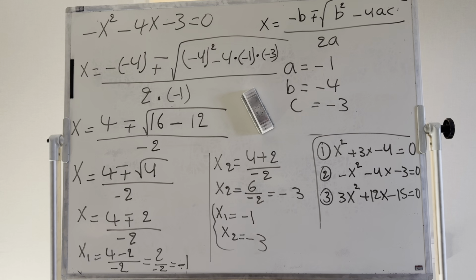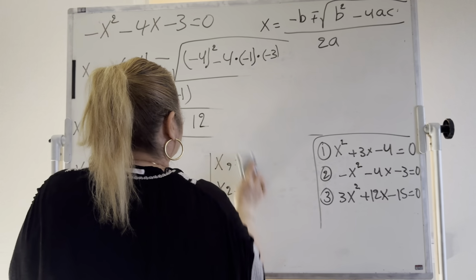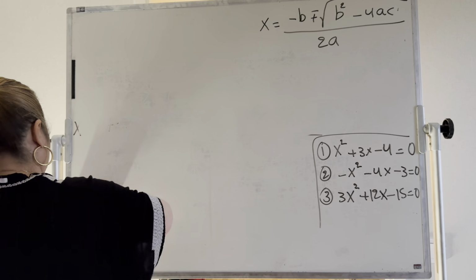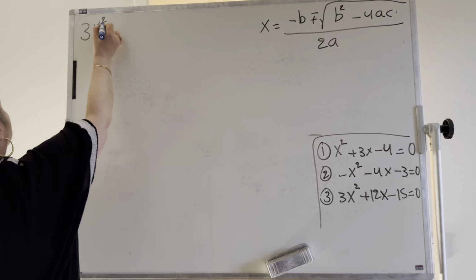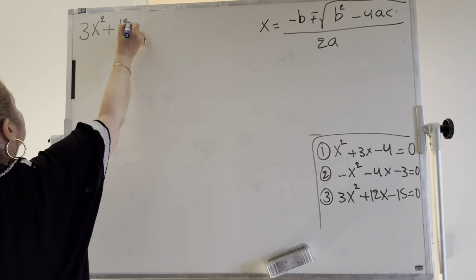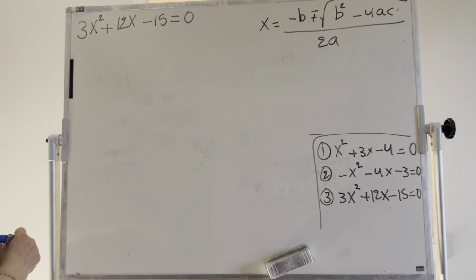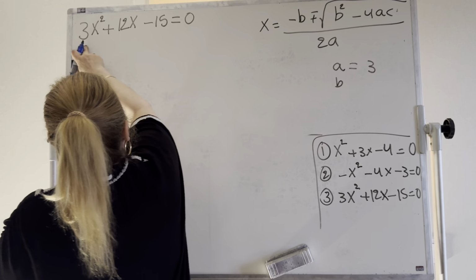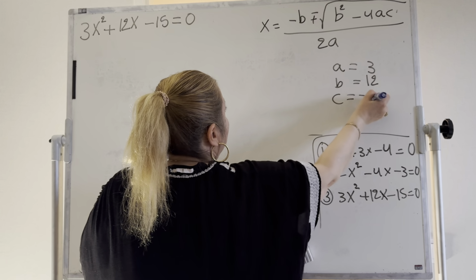Now the last equation. The third equation is 3x squared plus 12x minus 15 equals 0, and a equals 3, b equals 12, and c equals minus 15.